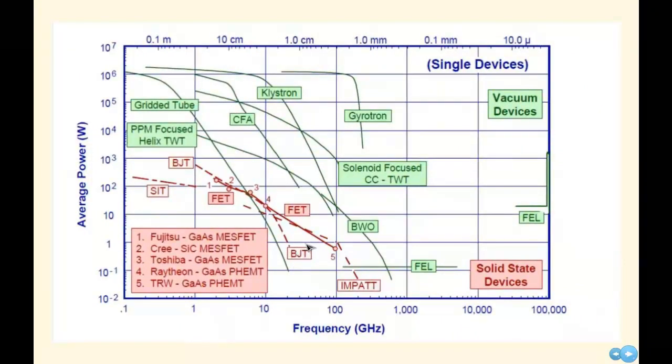This graph summarizes what can be done with solid state in red and what can be done with vacuum electron devices, VEDs, in green. It is obvious to see that VEDs can actually produce orders of magnitude greater powers than solid state devices, and also they can go further up in frequency. On this graph we're only showing gallium arsenide MESFETs or PHEMTs and silicon carbide MESFETs in terms of solid-state devices. But we'll be seeing in due course how gallium nitride can actually improve on the overall performance of solid-state devices and how it bridges the gap a little bit between vacuum electron devices and solid-state.